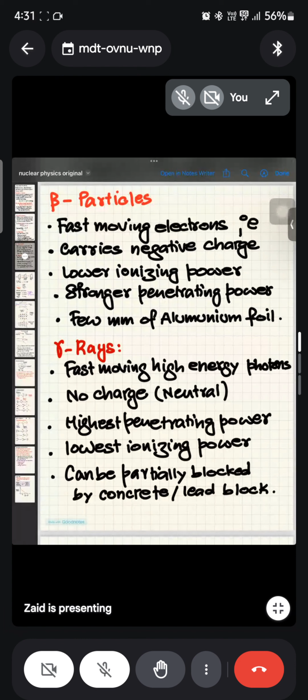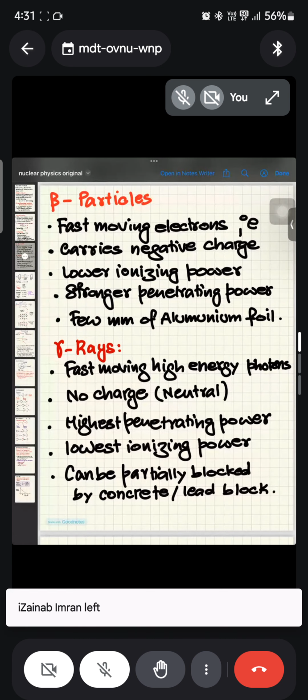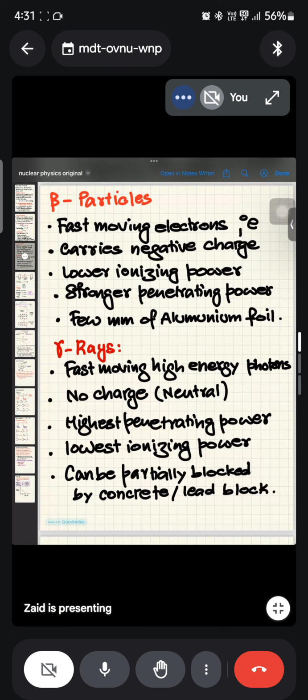Okay. Finally, we have gamma rays, and gamma rays are gamma rays, not gamma particles, because they have no mass. They're photons, high energy light rays. They're neutral. They have the highest penetrating power. They don't ionize. The way they come out of the source, they just go in the same way, and they are going to strike and penetrate.